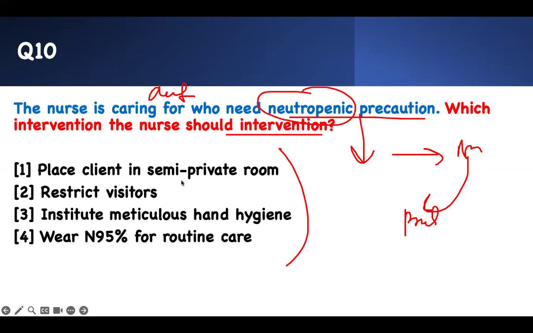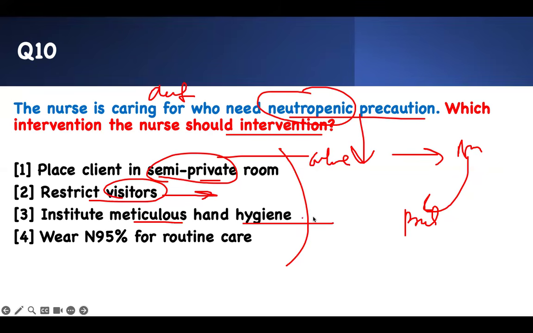Place client in a semi-private room? No, put them alone in a private room. Semi-private room means there's somebody there. Put them in the private room. Restrict visitors? No, visitors can visit, but they've got to stay a shorter time, wash their hands, and so on. Institute meticulous hand hygiene. Hand hygiene is number one to prevent infection. Wear N95 for routine care? You don't need N95, this is overkill. So the most important thing you should do is institute hand hygiene.